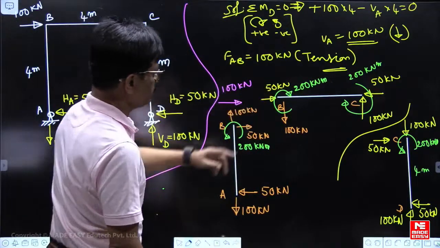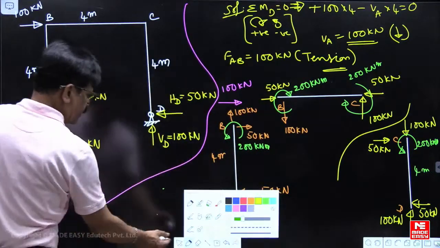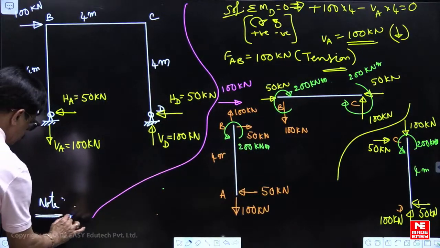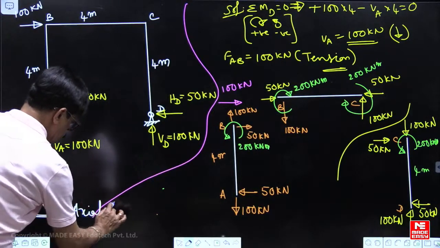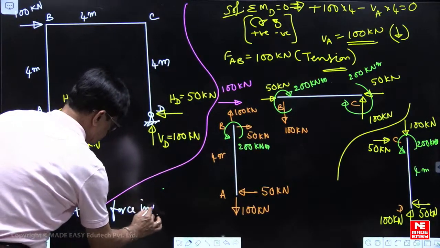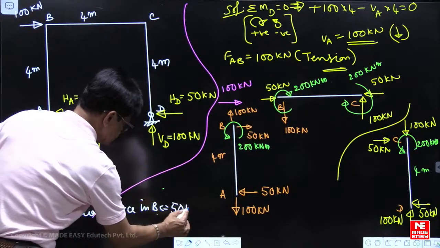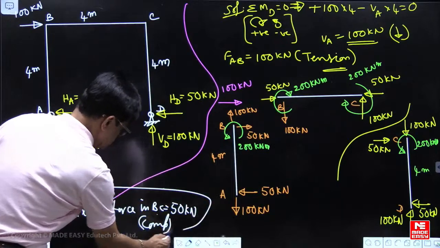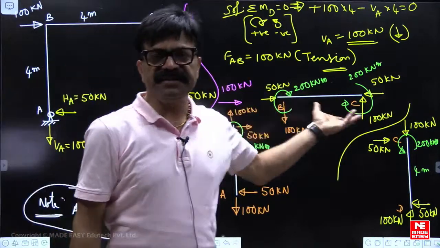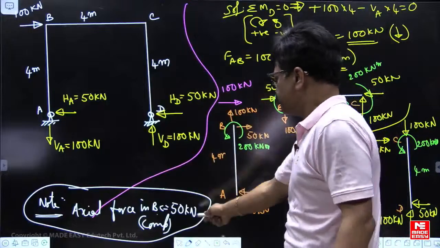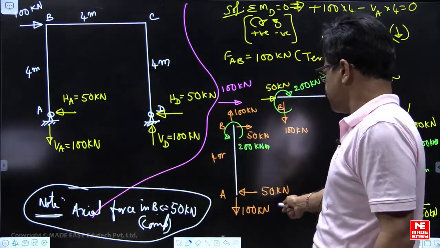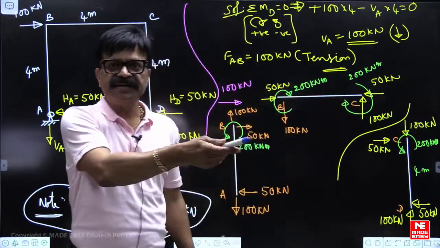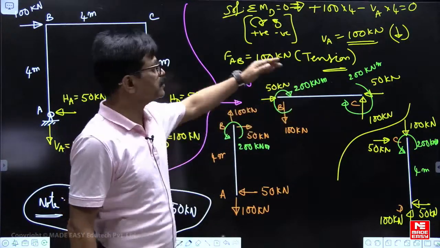The BC axial force is only 50 kN compression. That also they can ask in the exam. It is not necessary that they should ask the axial force in AB only. If they ask BC, you will answer 50. AB means 100. If they ask BC, you must draw this free body diagram, then you will know what the axial force is.